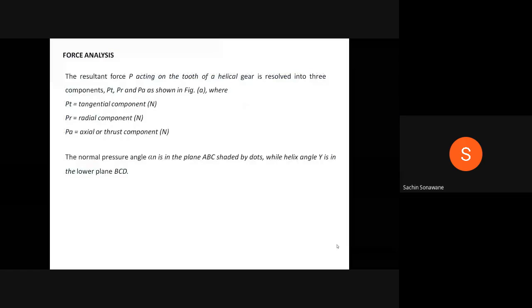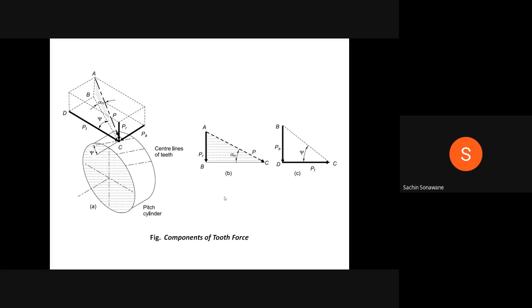Today we will see force analysis. Before seeing the force analysis, please draw this diagram. Force analysis of helical gear.